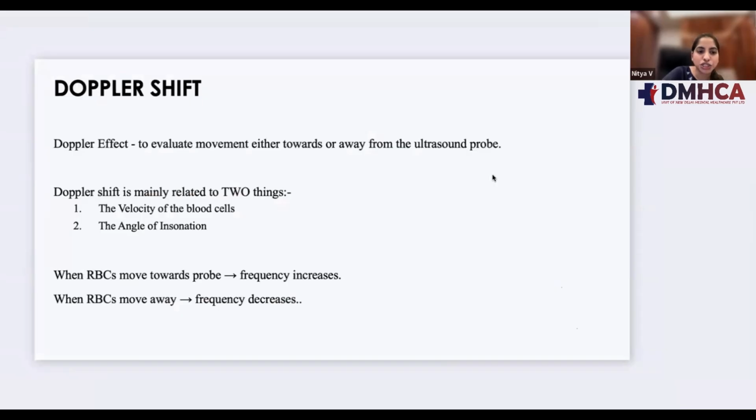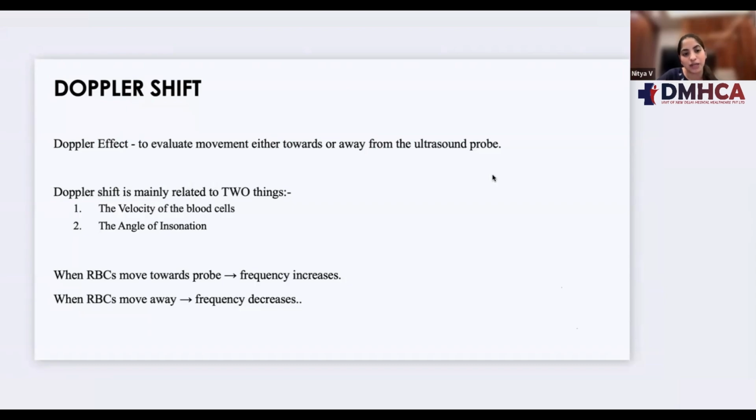So coming to the Doppler shift. The Doppler effect is used to evaluate movement which is either towards or away from the ultrasound probe. Often we come across people thinking that whenever we apply color Doppler, red means it is giving color to the arteries and blue means it is giving color to the veins, but it is not like that. Doppler is to evaluate the movement of anything.